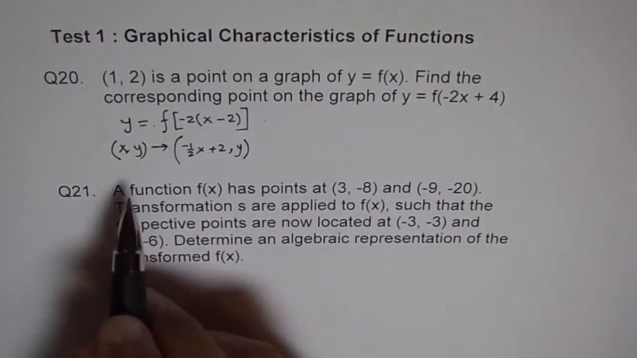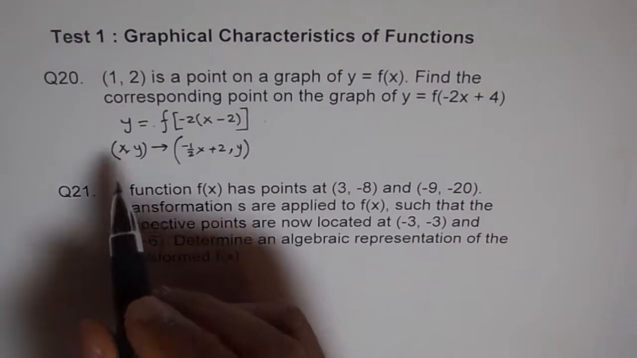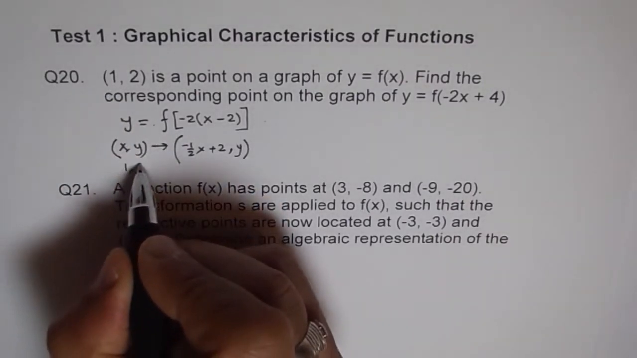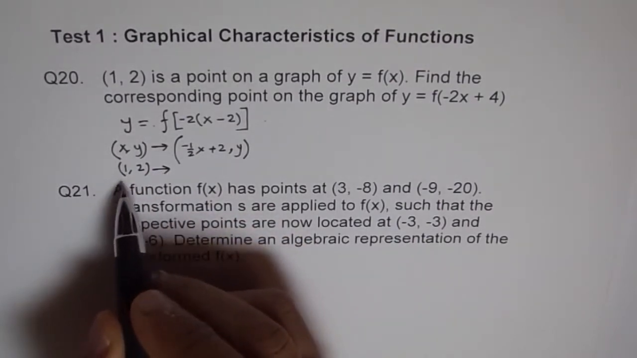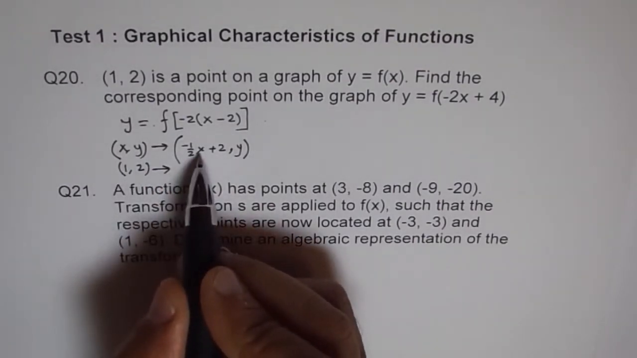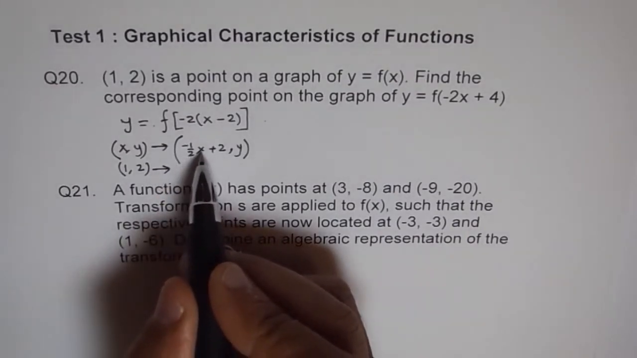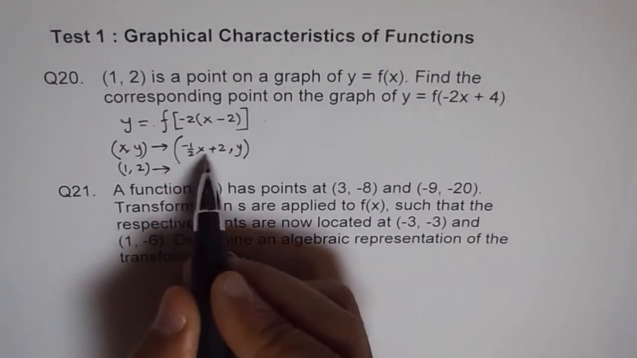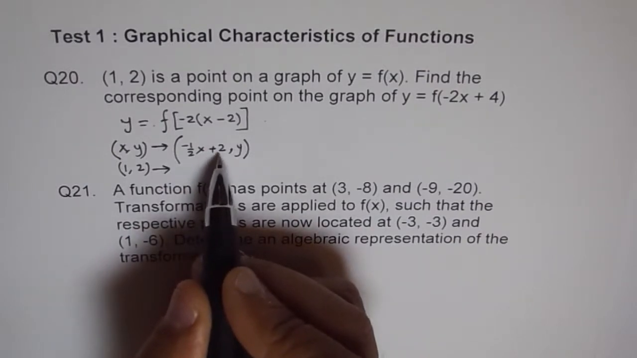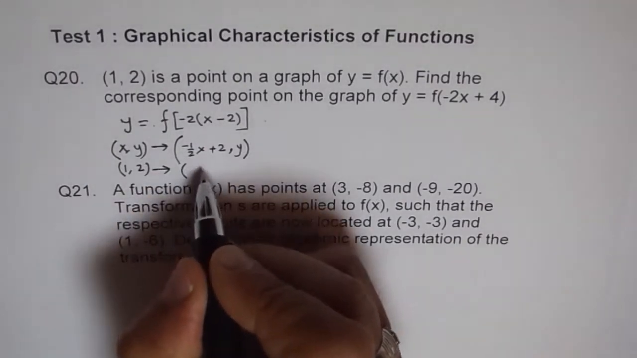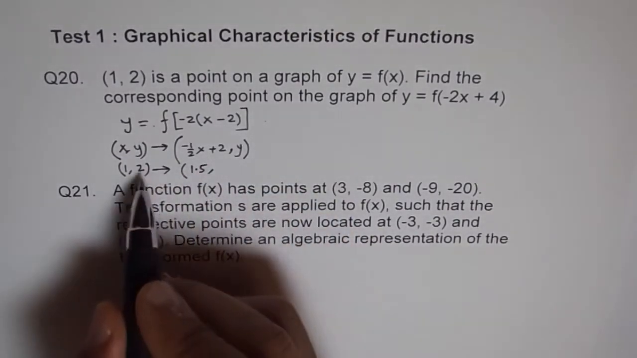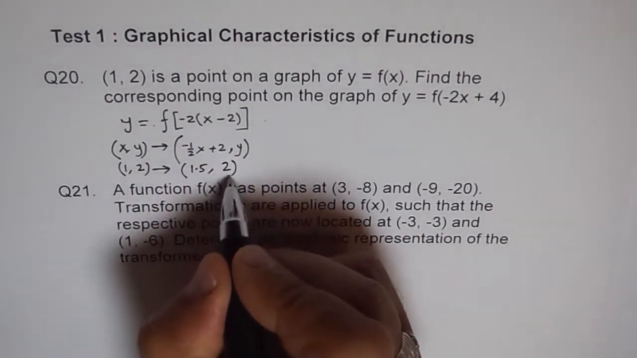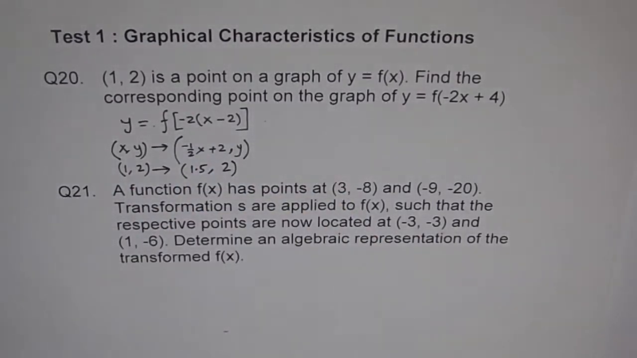Correct? Now if you apply this formula here, your original point was (1, 2), correct? So for the x value, if I write in 1 here, minus half times 1 is minus half. Minus half plus 2 is 1.5, right? So I can write this point as 1.5 for x. And as far as the y value is concerned, it remains the same as 2. So that is my transformed point, correct? So this is the solution for question 20.